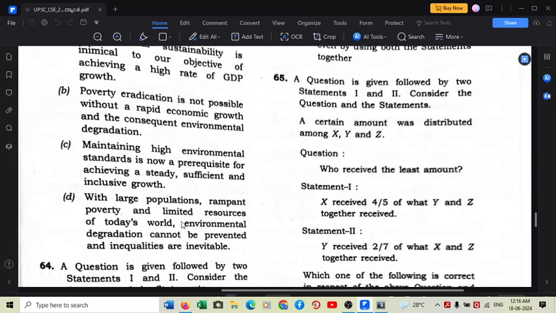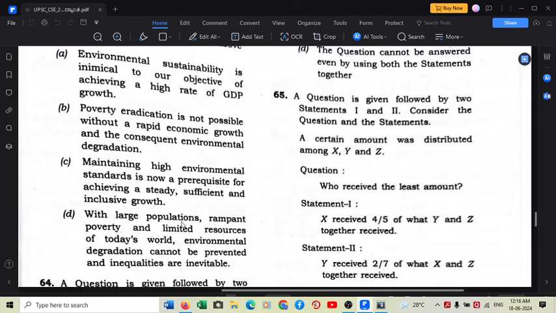Option B: poverty eradication is not possible without a rapid economic growth and the consequent environmental degradation. So this is a negative statement. This is what the author is not talking about. This is contradictory. Poverty eradication is definitely possible without rapid economic growth and the consequent environmental degradation. That is what the passage is all about. The passage is all about green growth. So what is green growth? Green growth is where economic growth is also there and there is a concern and care about the environment also. So option B is ruled out.